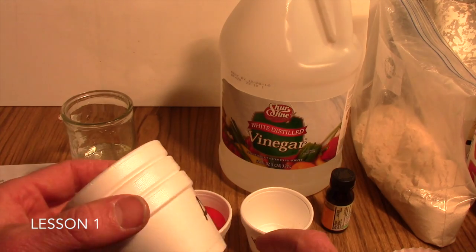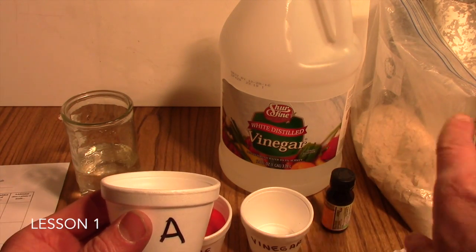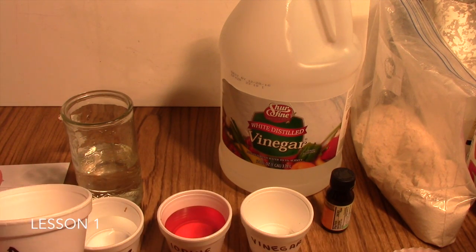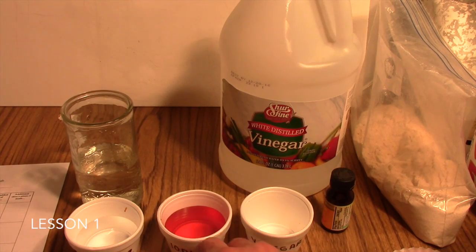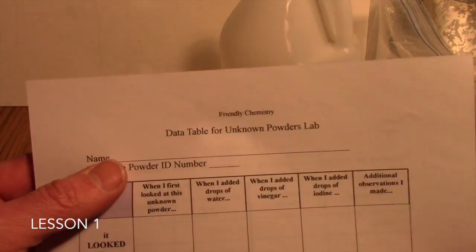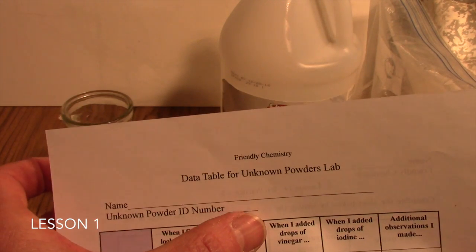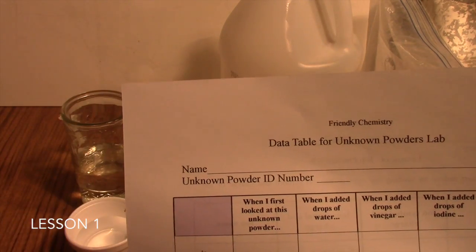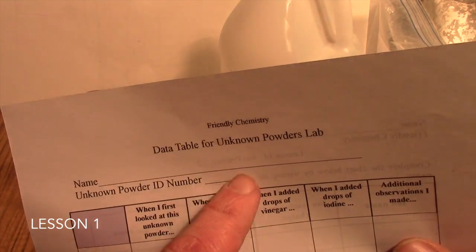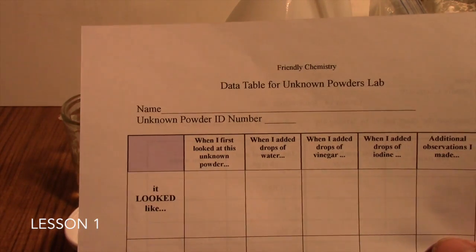Now, you'll have beforehand taken and put samples of each of your white powders into these cups, and so your students will then have access to these. And again, on their data table, there's a place here at the top. It says unknown powder ID number or letter. You can number those if you want. I just had already gone ahead and put letters on these, so that's where they'll put the A or number 1 or whichever, however you want to indicate those powder identifications.